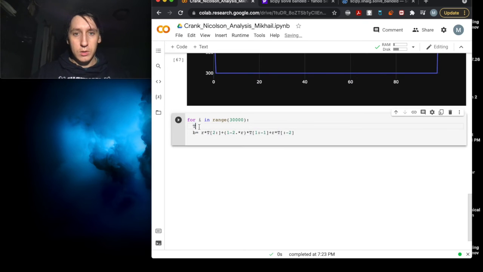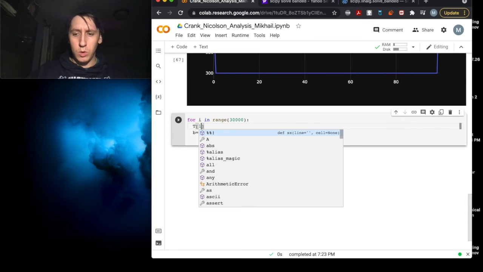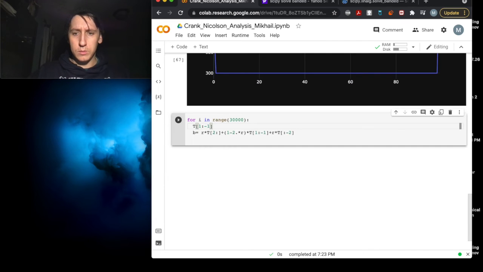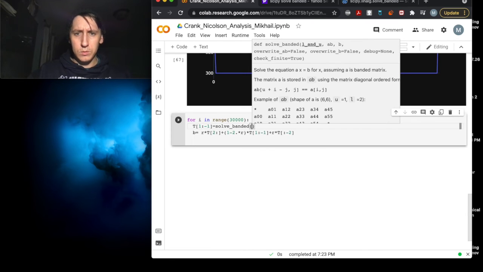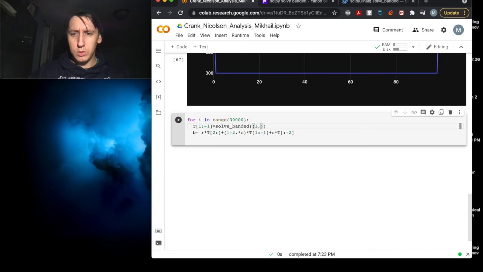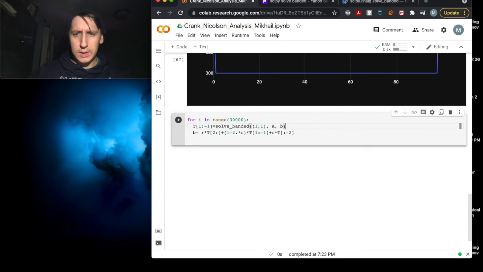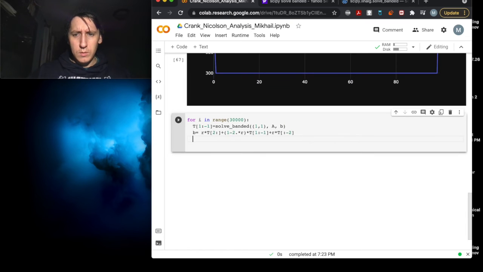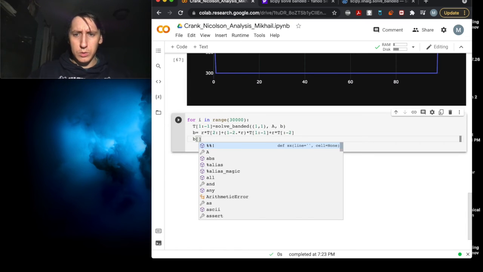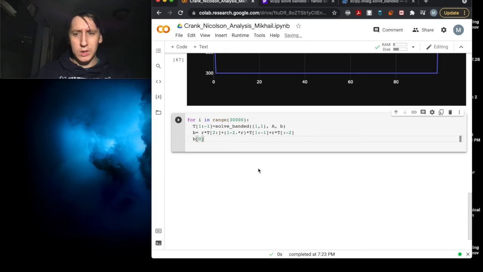So t, and then we'll say from 1 to -1, solve banded, and then say from 1, and then 2, and b, and then b. So oh yeah, basically right here, I believe these are going to be essentially the same anyway.